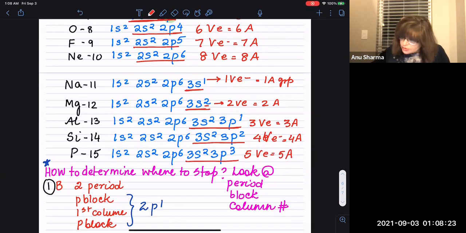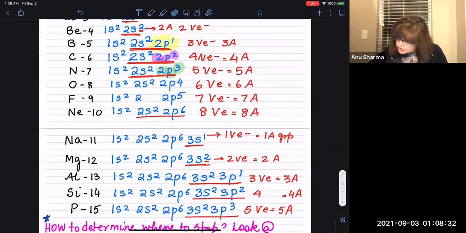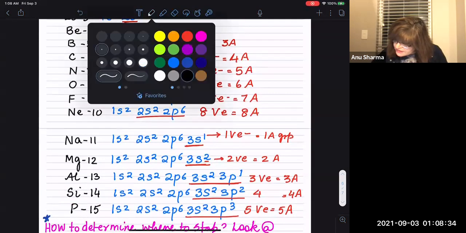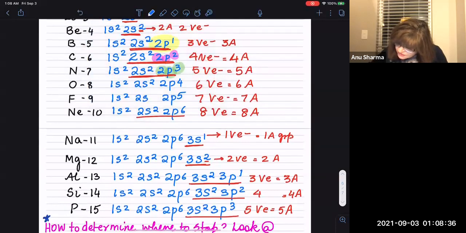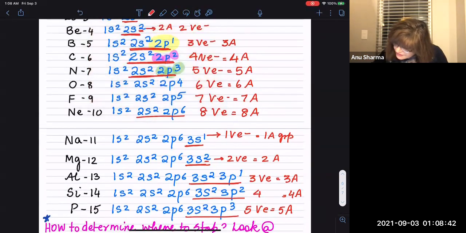Okay. All these notes I'm writing, I hope these are clear. But there's a lot of information, right? So it's best that you guys also write them down. Oh God, I deleted that accidentally. 3s2 and 3p5. Okay, so this becomes 7 valence electrons, and this is 6 valence electrons.